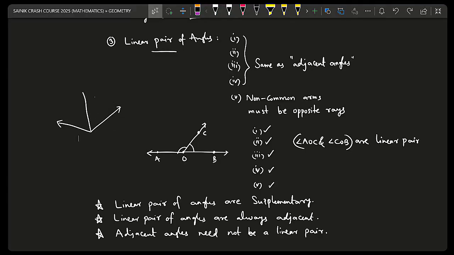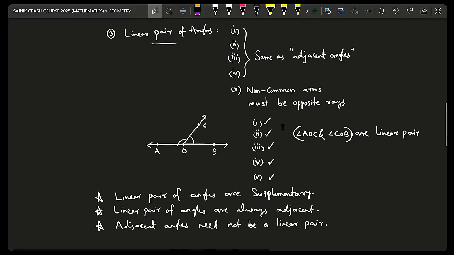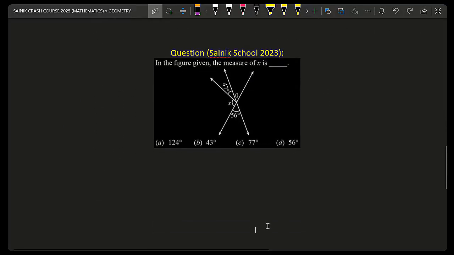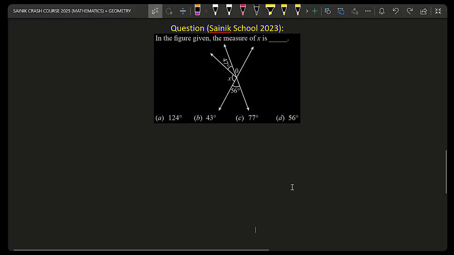Sir, we can solve linear pair equations. Yes, using these conditions, these properties and definitions, we are going to solve problems now. So the next question based on this, we are going to take. This question came in the 2023 exam in this topic. In the figure given, the measure of x is. So who is going to solve for the value of x here?